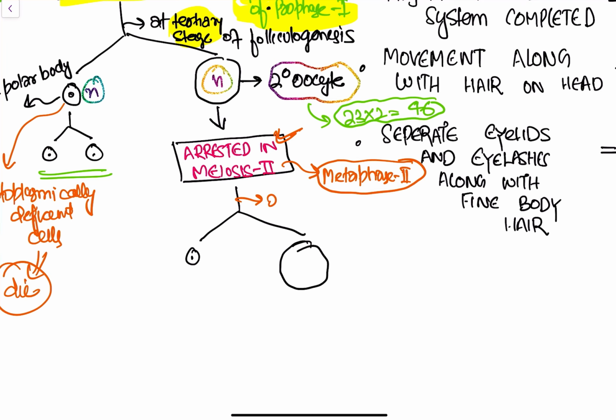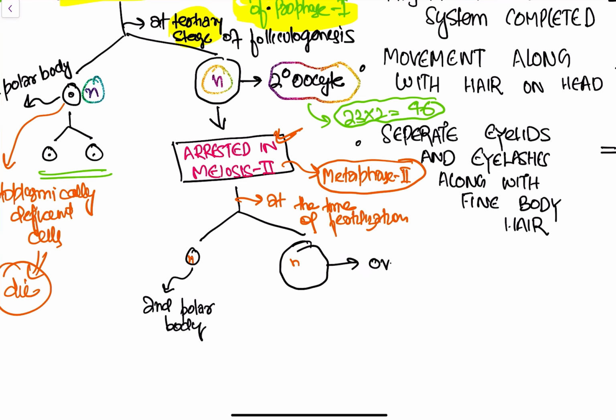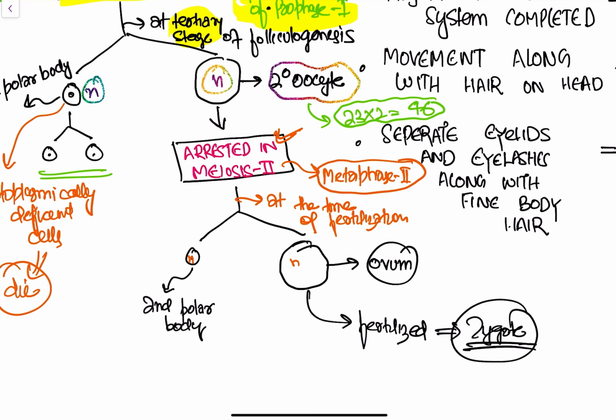And at the time of fertilization, this meiosis second is also completed, and it results in formation of two haploid cells, one of which is called the second polar body, and the other is called the definitive ovum, which gets fertilized instantaneously to form the zygote. Now again, as the number of chromatids will be reduced, the number of chromatids will be 23 into 1, that is 23, same as that of spermatogenesis.